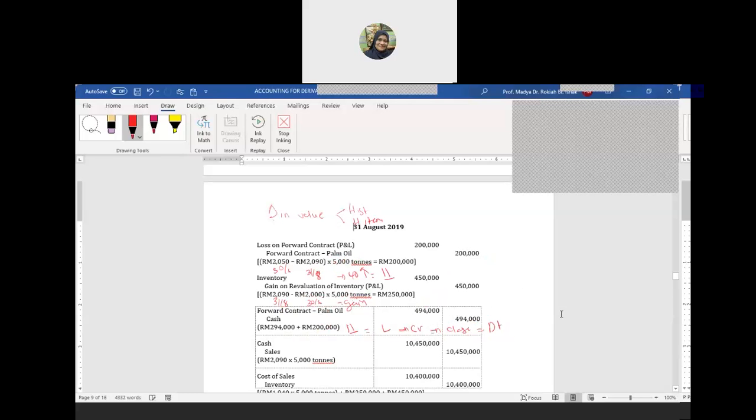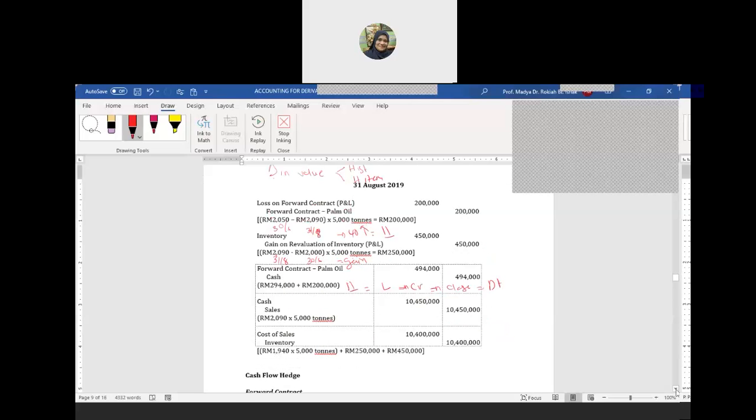Okay, and then the sales of your inventory. The sales of your inventory here, debit cash and then credit sale at the price on the 31st of August, which is 2090. The 2090 times 5000, so you have 10,454.